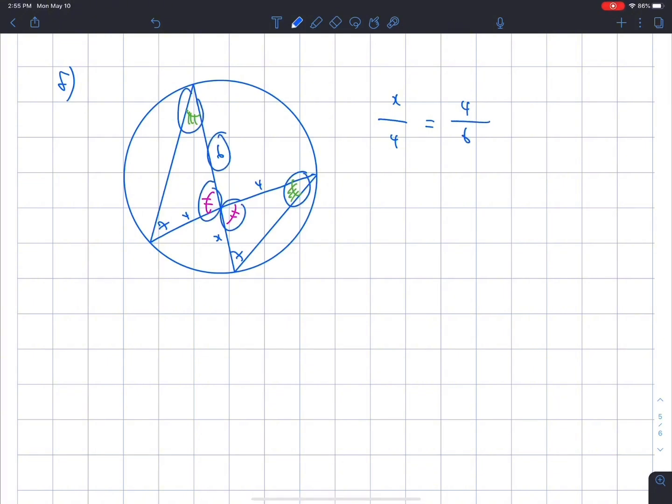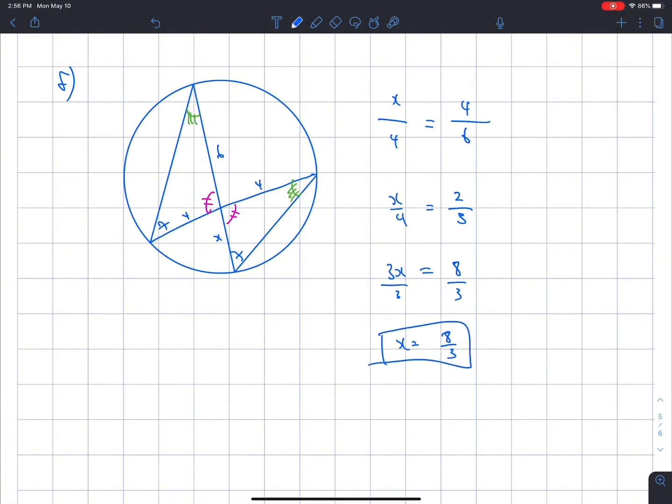So 4 over 6. And now we can simplify. Divide 4 by 2 to get 2, divide 6 by 2 to get 3, and then we cross multiply. 3x equals 2 times 4, which is 8, and then divide both sides by 3. We get x equals 8 over 3.